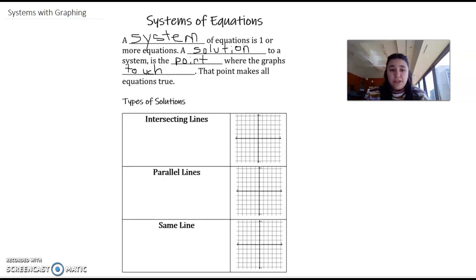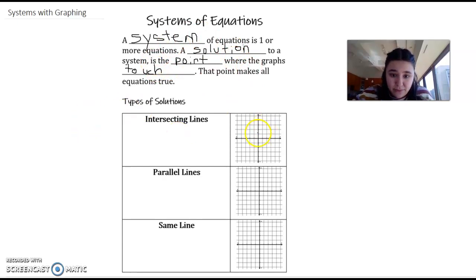So a system of equations is one or more equations. A solution to the system is the point where the graphs touch. I know that looks like two words, it's one. That point makes all equations true. So let's start by looking at intersecting lines.